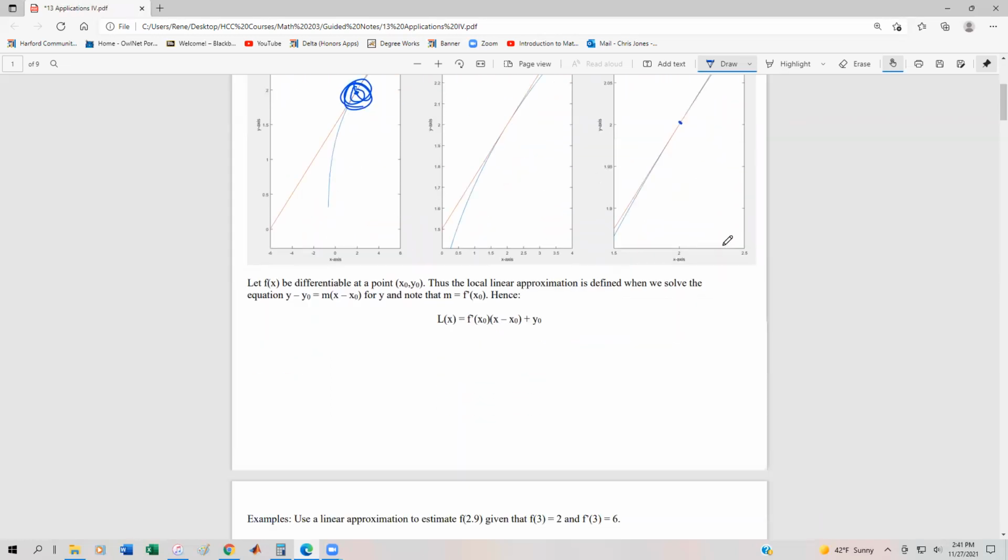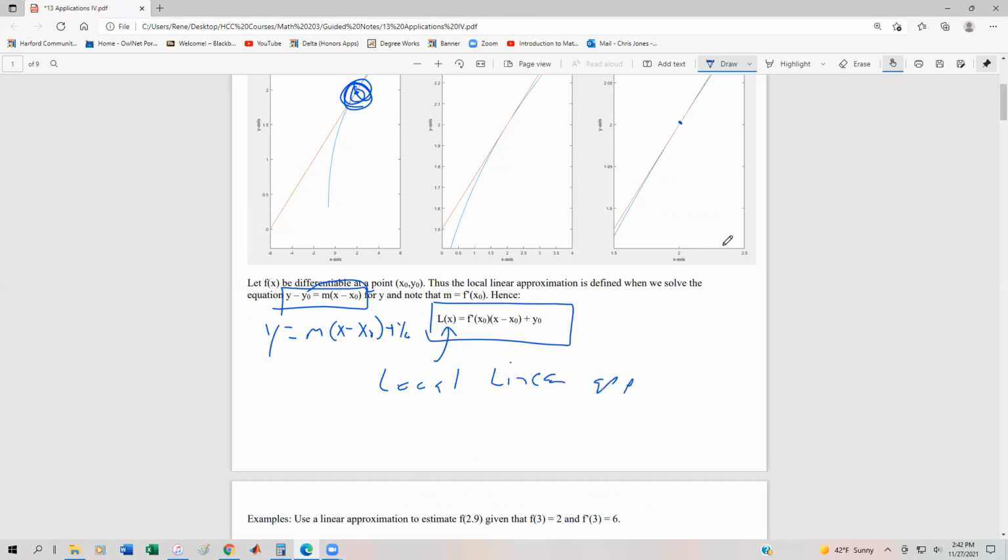Remember from pre-calculus that this is our equation: y minus y naught equals m times x minus x naught. We could just add y naught to the other side, and we get y equals m times x minus x naught, plus y naught. That's where we're getting this formula, the local linear approximation, which we're going to call L of x. So L of x is equal to the derivative at the given point x naught, times x minus x naught, plus y naught. Let's take a look at a couple examples as to how we can utilize a local linear approximation.